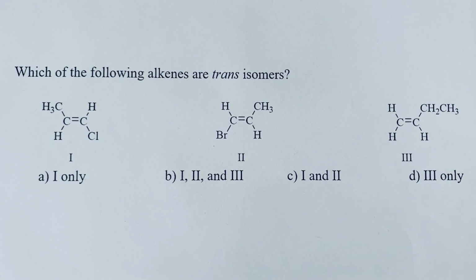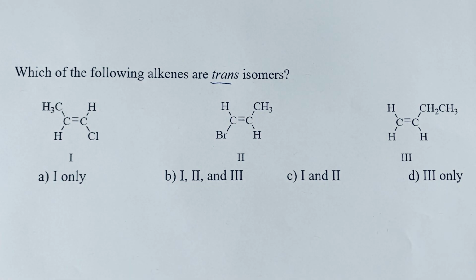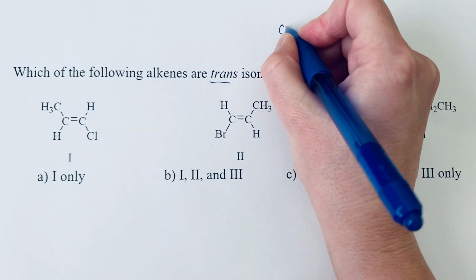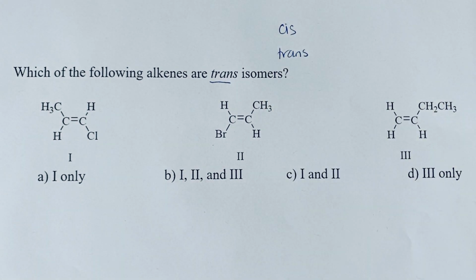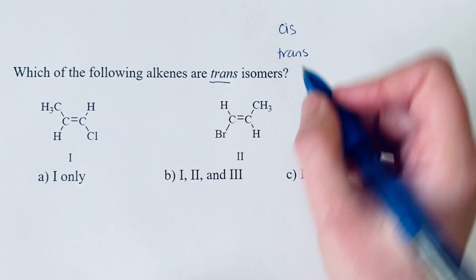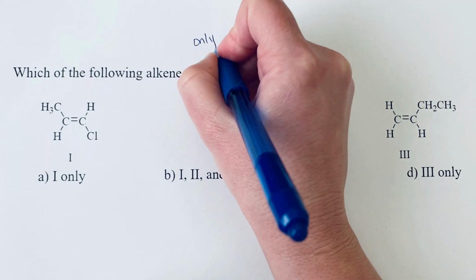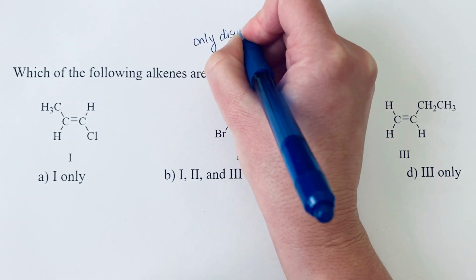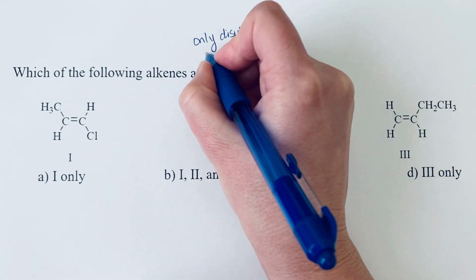Which of the following alkenes are trans isomers? So cis and trans, we've encountered these terms with cycloalkanes. And so we have cis and we have trans. And like for cycloalkanes, when we use this terminology for alkenes, we can only apply this to di-substituted alkenes. So only di-substituted alkenes can be described this way.